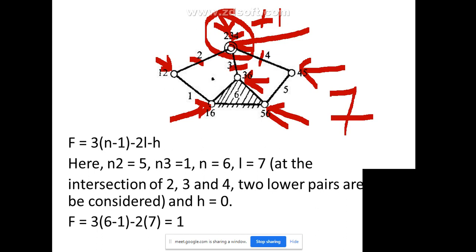Okay, if you count the number of joints, you'll be getting 6, but as at this joint there are 3 links joined at one point, in that case we have taken an additional plus 1 lower pair, making it as 7 lower pairs. Okay, and higher pairs again it is 0, so we have taken lower pairs as 7, and then we have solved the problem and you got the degree of freedom as 1.